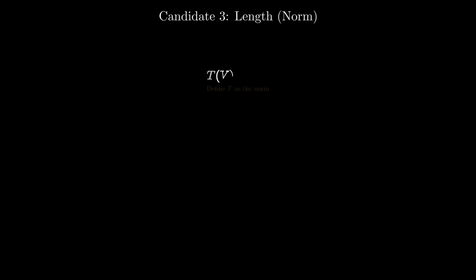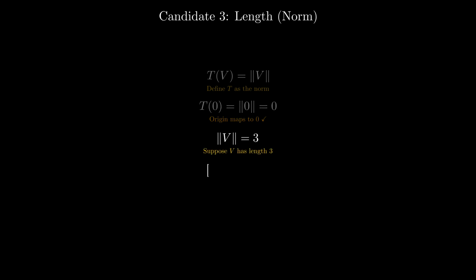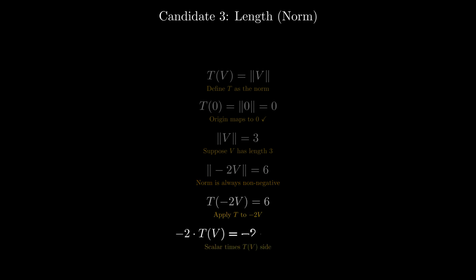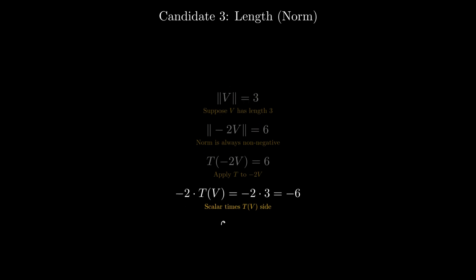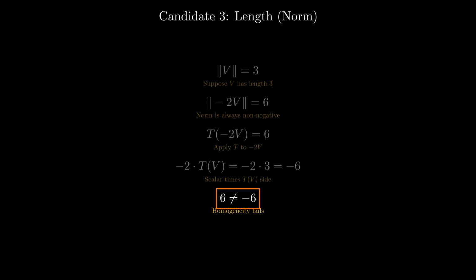Third candidate, length. We define T of v to equal the norm of v. The origin maps to 0, so the diagnostic check passes. But now let's check scaling with a negative scalar. Suppose v has length 3, then negative 2 times v has length 6, because length is always positive, so T of negative 2 v equals 6. But negative 2 times T of v equals negative 2 times 3, which is negative 6. 6 does not equal negative 6. Negative scalars expose the failure. Length is not linear.